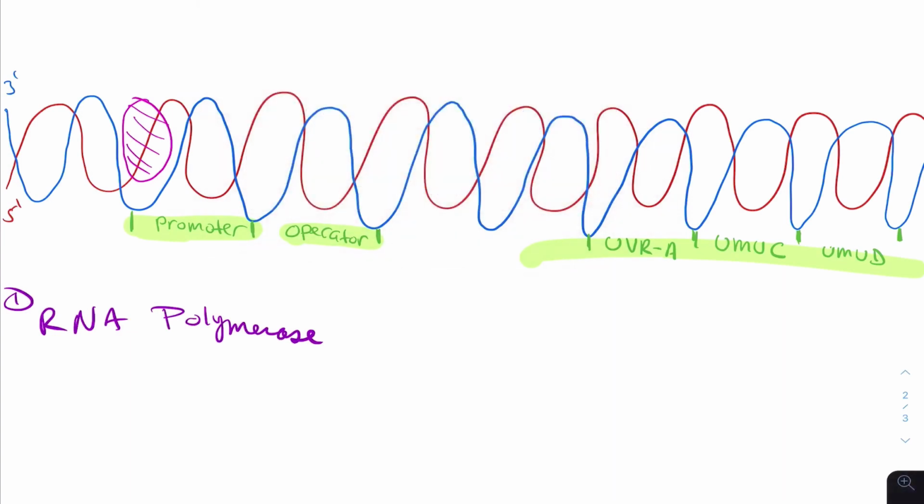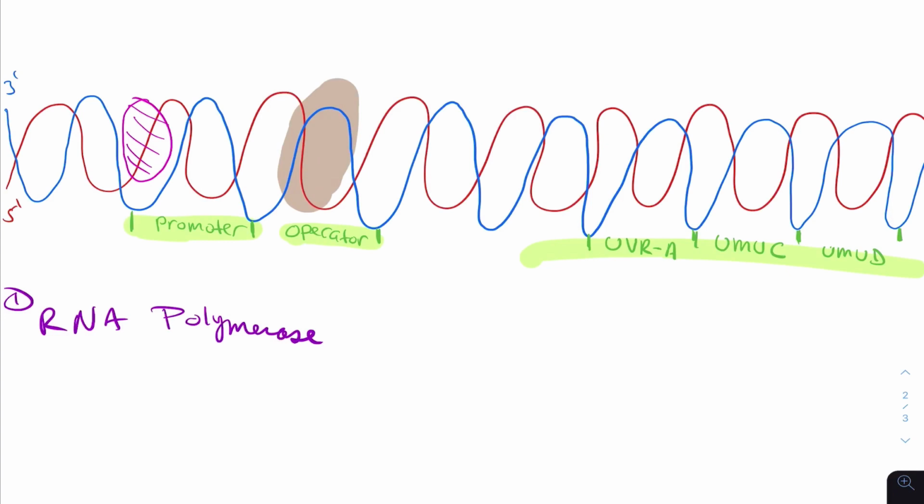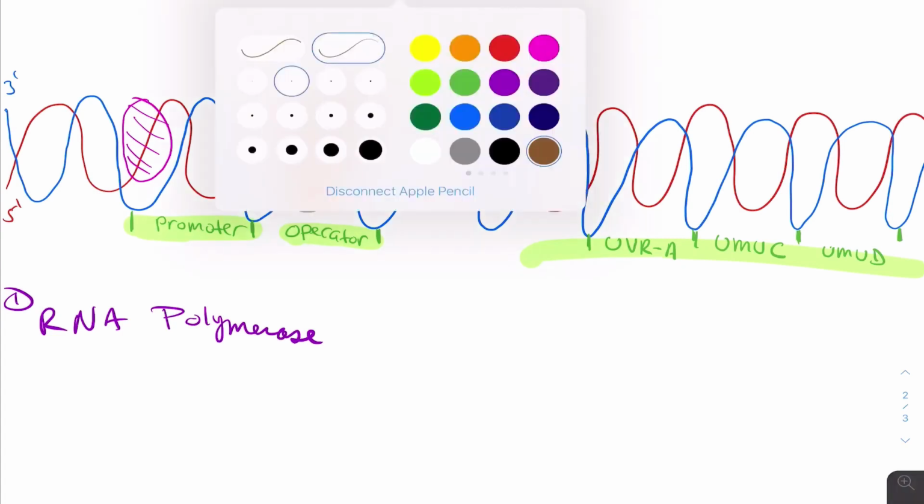Now over here, this is the operator site, and at the operator site we have this other protein over here, and this is LexA. LexA is bound to this operator site, and it's not going to allow the polymerase to start moving. It's not going to allow it to start reading. So it inhibits the initiation of transcription.